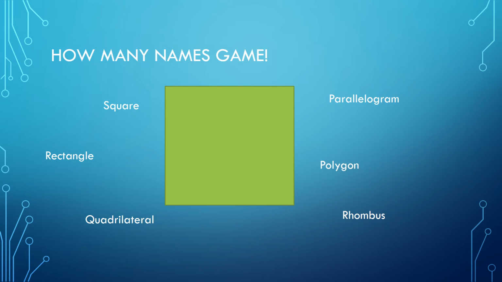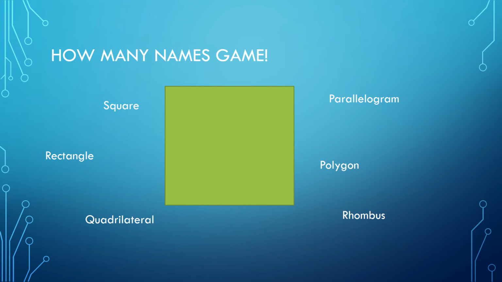One strategy I use in my classroom, and I think it goes along with my concept, is that I teach this game. I kind of made it up. It's called the How Many Names game, and the students love it. It's a warm-up before we start a geometry lesson. So I would throw a shape up.